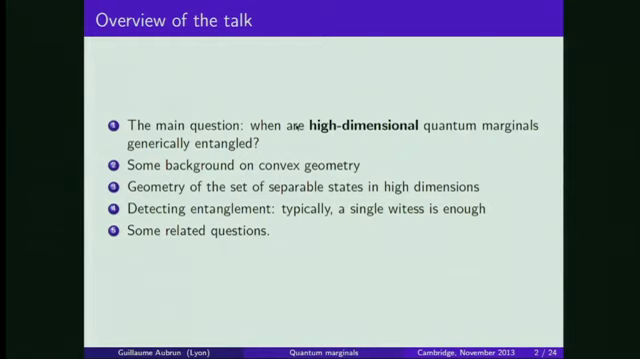And we will see that this question is connected to some quantities which appear in convex geometry. So I will provide you some background on this. Then I will compute some quantities involving the set of separable states, again in large dimensions. And I will try to explain that for this generic situation, detecting entanglement can be achieved by using a single witness. And I will conclude with some related questions.